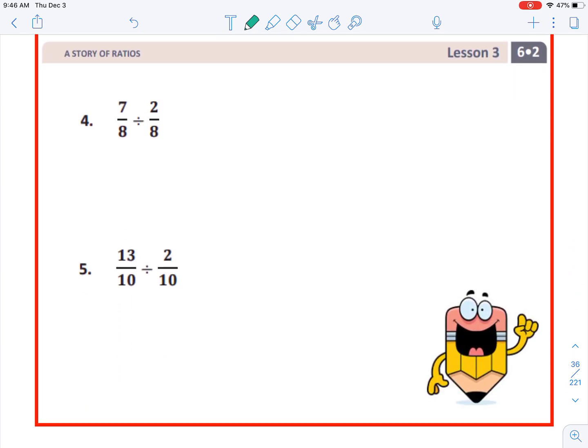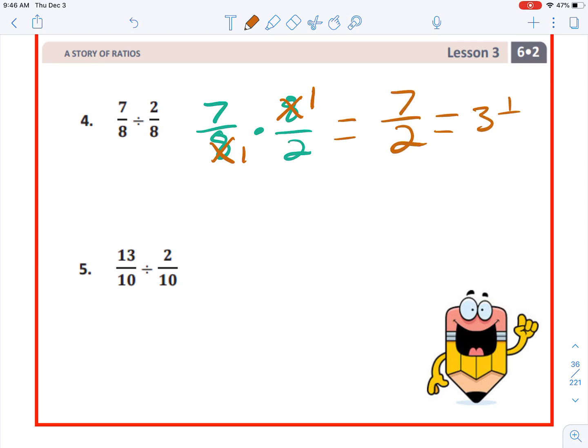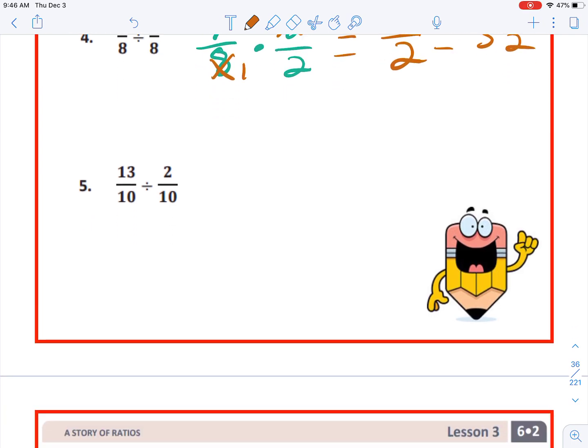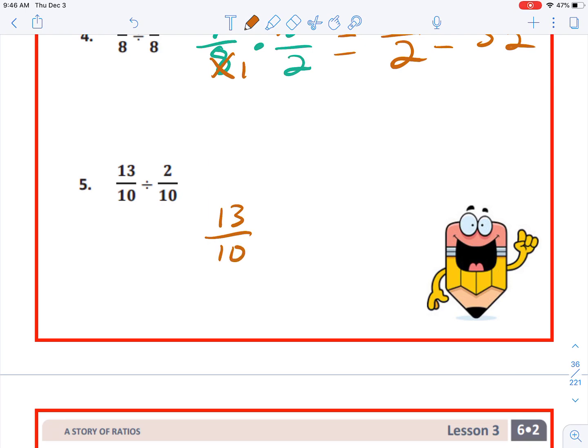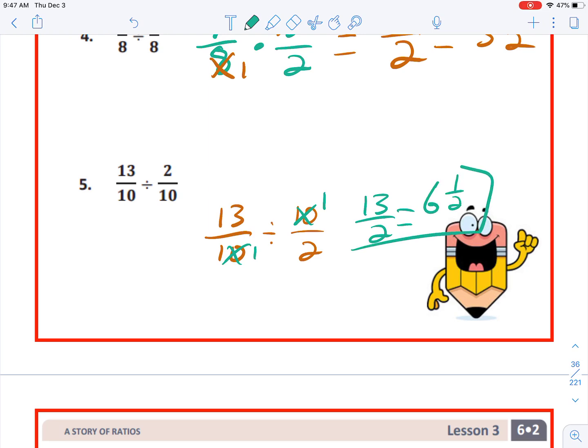Number 4, 7/8 divided by 2/8. I'm going to skip dot flip. I'm going to cancel out the 8s. They turn into 1 and I get 7 halves, or 3 and 1/2. Number 5, 13 tenths divided by 10 over 2. I'm going to cancel out the 10s. And I get 13 over 2, which is equal to 6 and 1/2 as well.